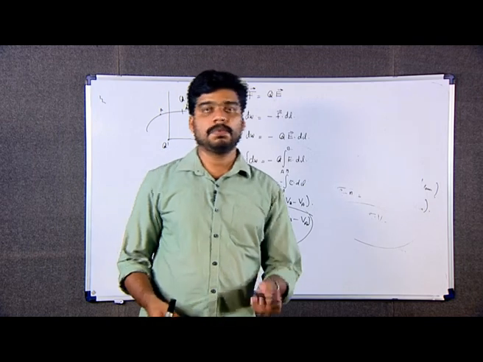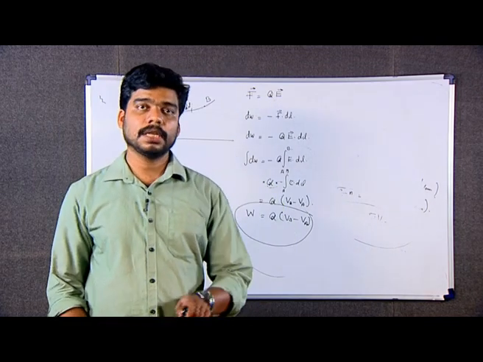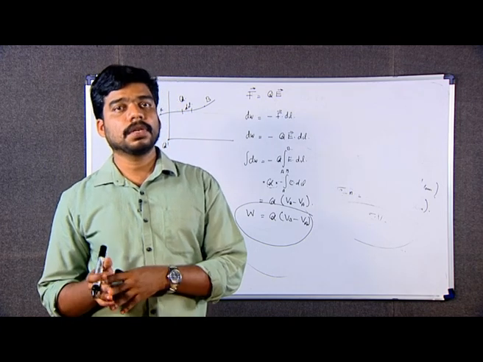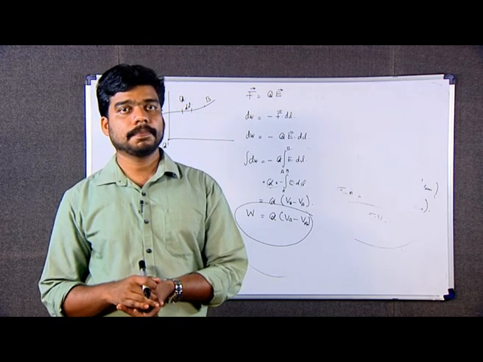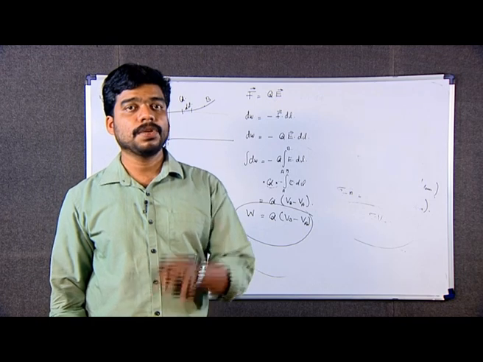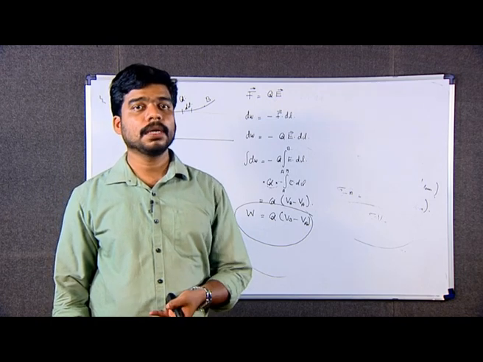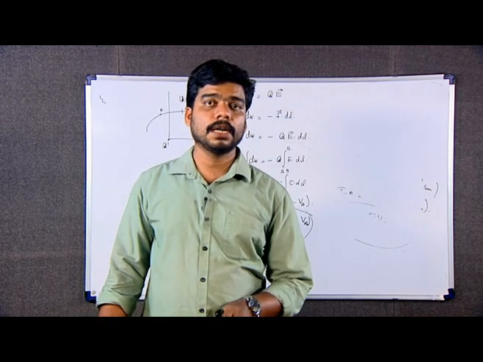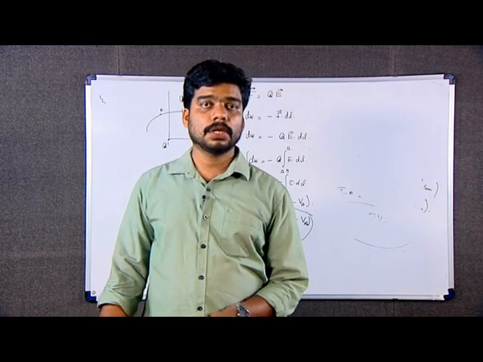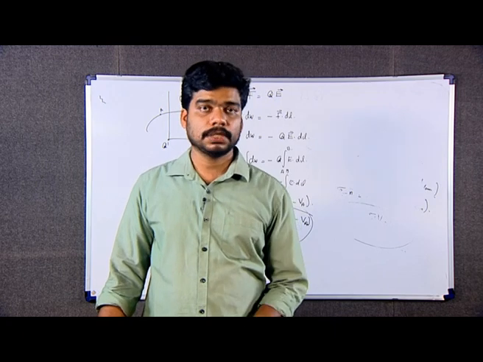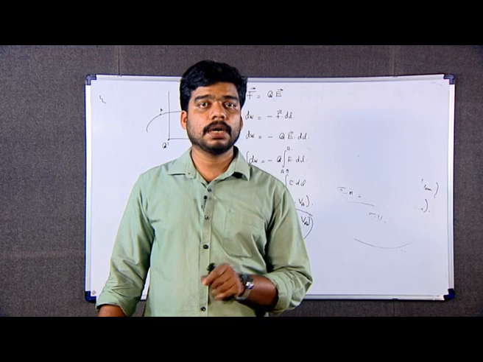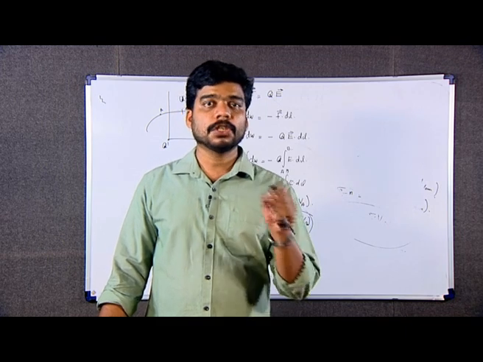If there is no potential difference, then the work done is equal to 0. We don't need to do any work to move a charge. So, Vb minus Va is equal to W by Q. So, the potential difference between any 2 points is the work done in moving a unit positive charge between the 2 points. So, this is the relation between the work done and the potential difference.